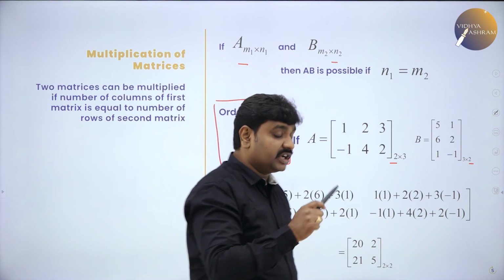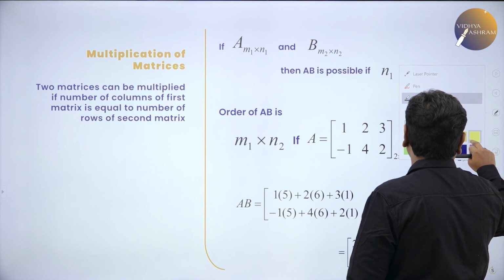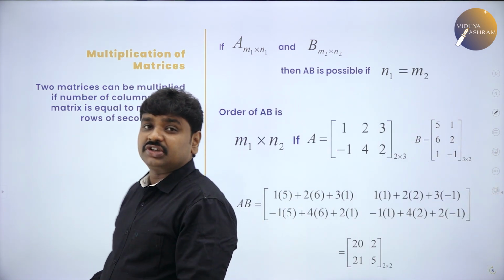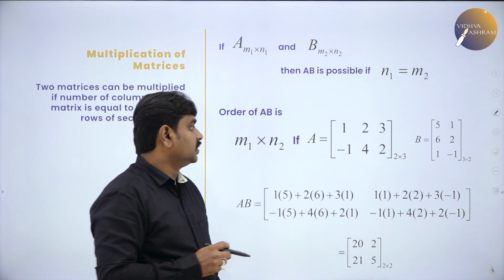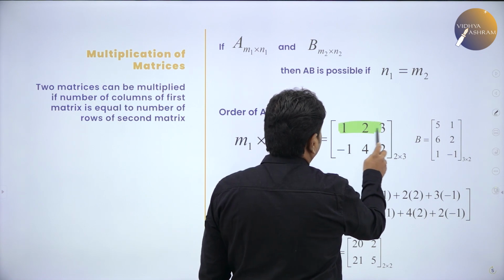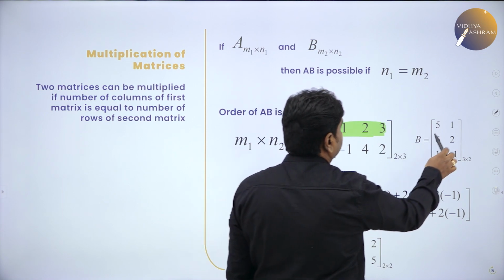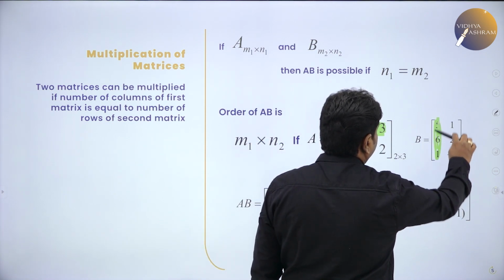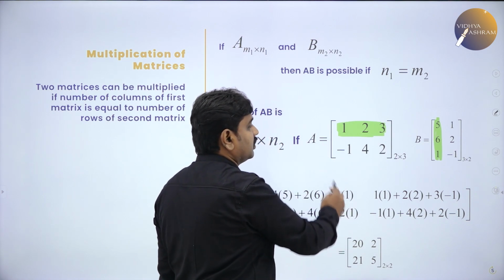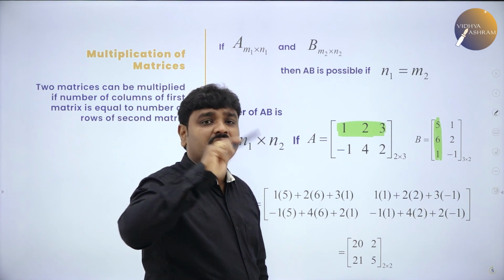Let me teach you how to multiply. Very, very, very important. In order to multiply two matrices, we have to check the corresponding elements, first row with first column. What is the first row? 1 2 3. We have to multiply this first row with the first column. What is the first row first element? 1. What is the first column first element? 5. First row first element multiplied with first column first element.